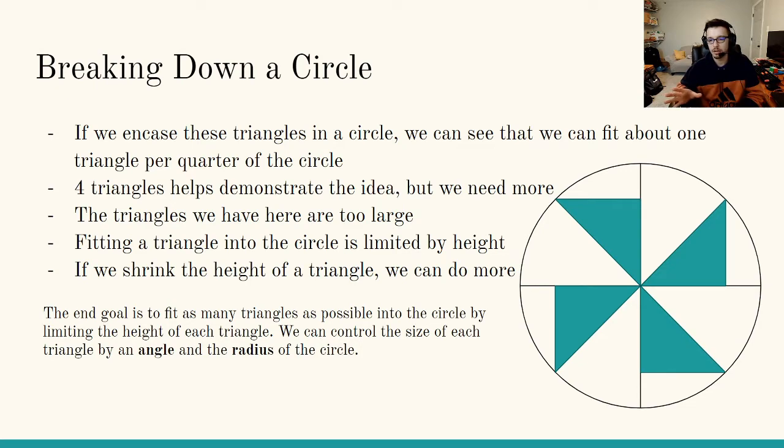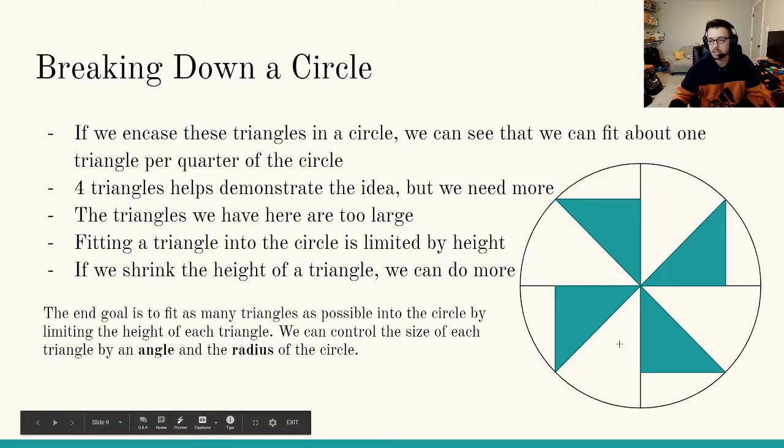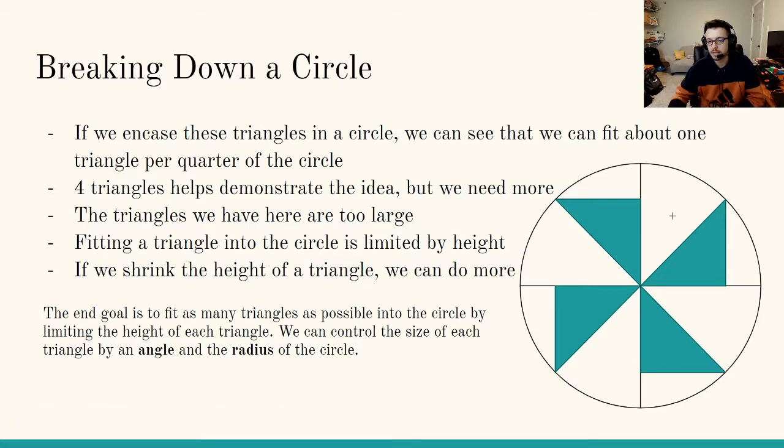So at the bottom right here, I've drawn a circle and I've quartered it, and I've drawn a triangle in each of the quarters. As you can see, these triangles fill the area of this circle, but there's all this blank space in here. So we want to fit as many triangles as possible into this circle, and we can do that by limiting the height of this triangle and using this edge of each triangle to very closely lay along the outside of the circle.